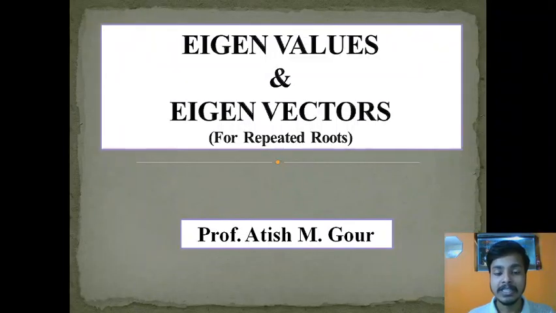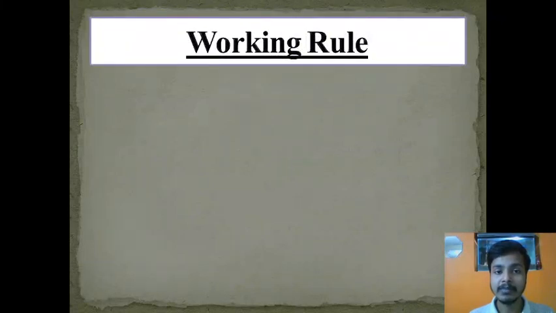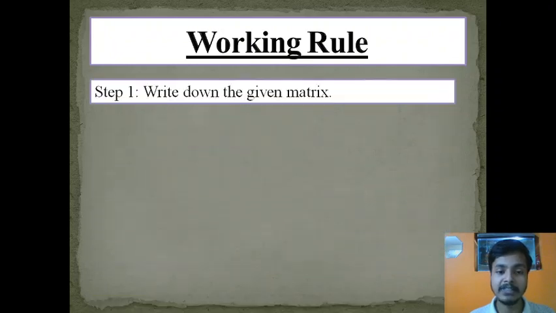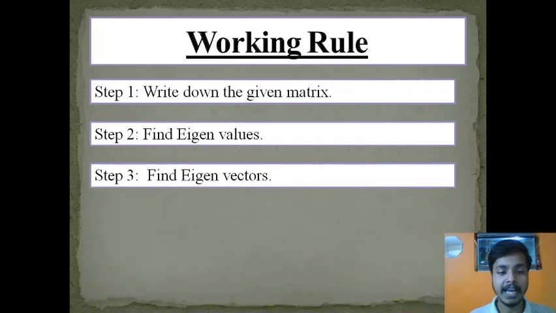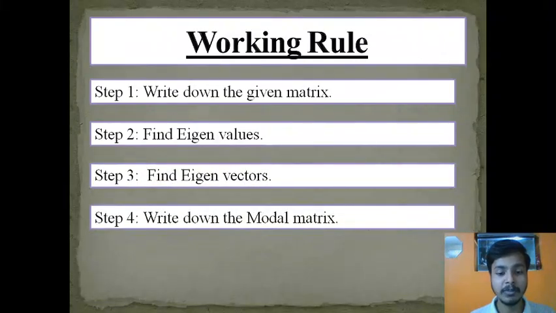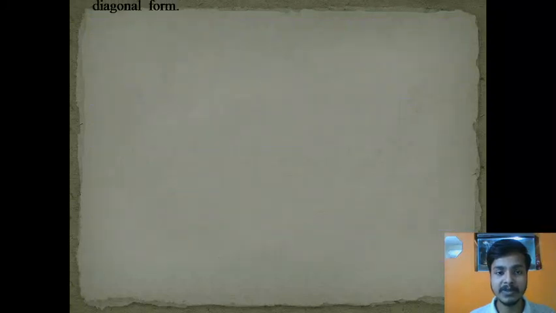Just see the working rule in order to get the procedure of solving the problems. The very first step is to write down the given matrix. Step 2 is find eigenvalues. Step 3, find eigenvectors. Step 4, write down the model matrix, and at last find the diagonal form for the given matrix. This is the working rule that you need to remember. Now without wasting time, let us take an example on this topic.